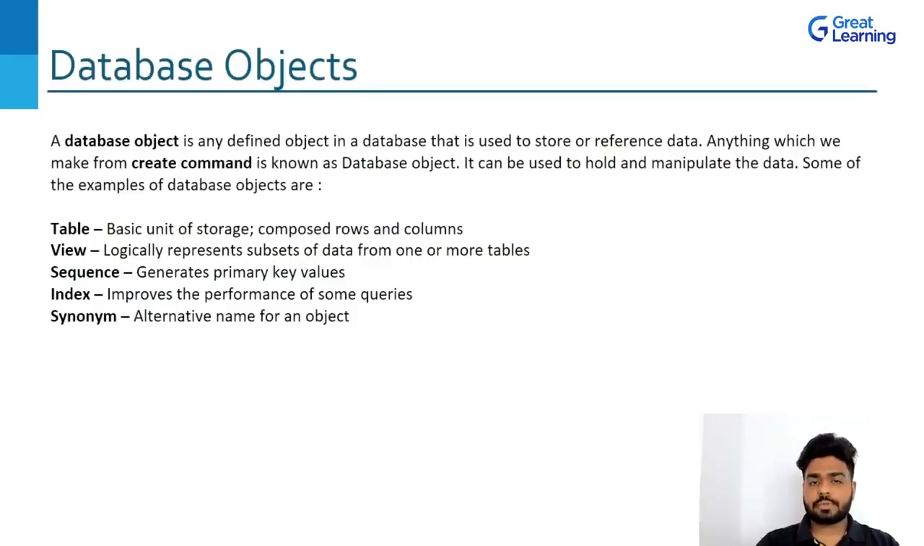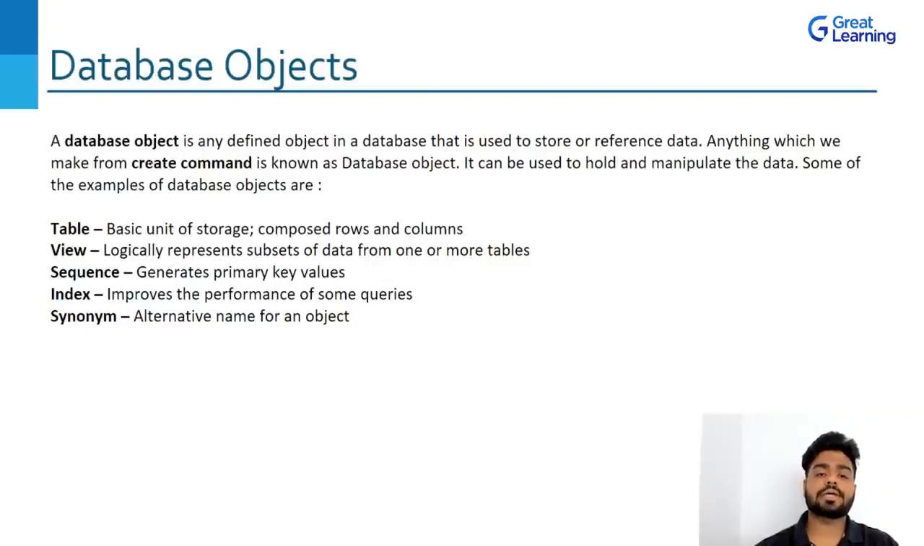So first of all, a database object is any defined object in a database. It is actually created to make our life easier when we are writing a query. Okay. So it can be creating a temporary table, or it can be creating a sequence of numbers. It can be creating a particular index for one particular table, can be anything like that. Now it is used to store or reference data.